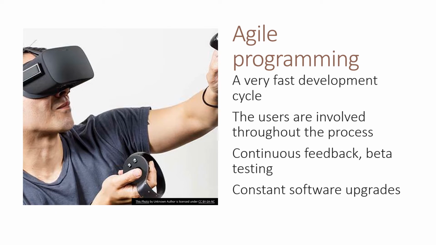Agile programming involves a very fast development cycle and strong involvement of the users in the process, so that a product is quickly produced that meets the user's needs, but is constantly being upgraded with new versions. This might sound familiar to you. On your phone, you're probably always seeing your software apps being upgraded.